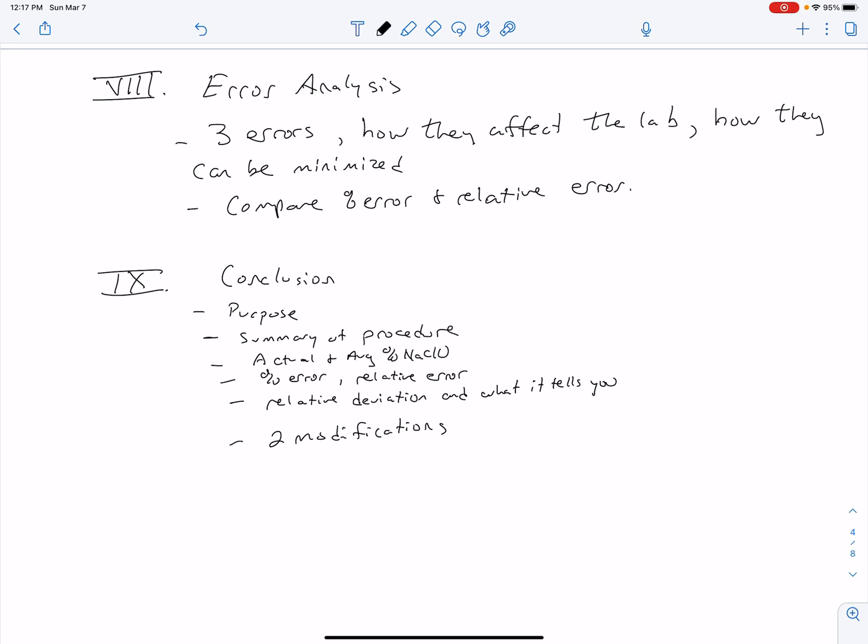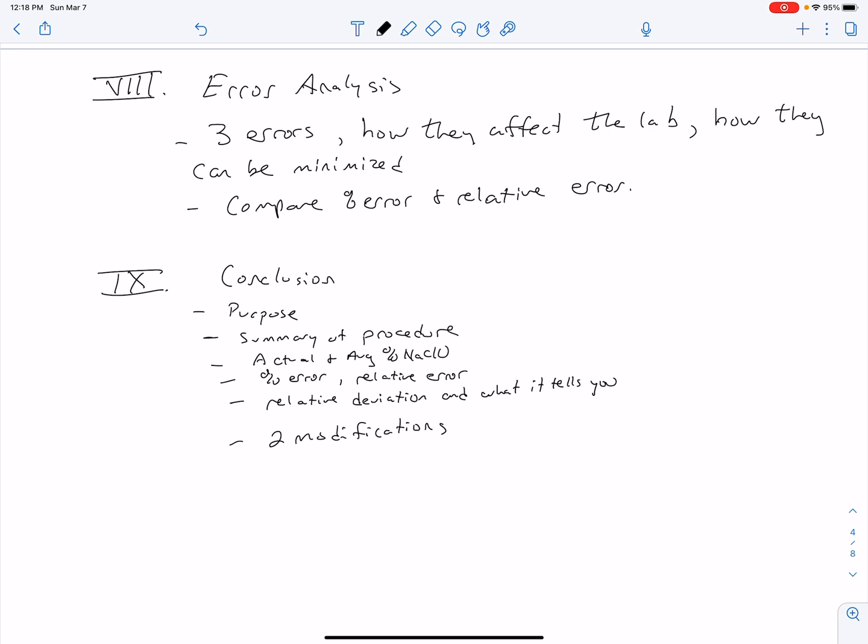Remember, if your percent error is greater than relative error, that means the errors in this lab were from you, so they were procedural or random errors. If the percent error was less than the relative error, that means they were built into the equipment, or systematic errors.